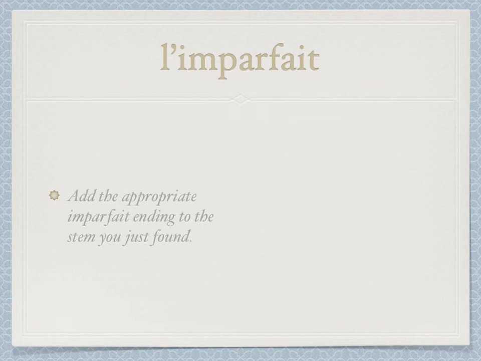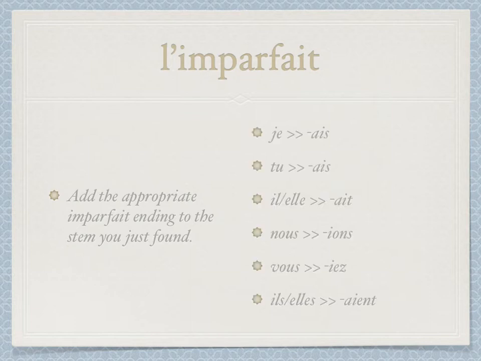And once you have the stem, you just add the appropriate imparfait ending to it. And the endings look like this, and they sound: ais, ais, ait, ions, iez, aient. So if I was working with the verb regarder, I would find nous regardons, remove the ONS, which would leave me with regard, and I would add these endings. Je regardais, tu regardais, il regardait, elle regardait, nous regardions, vous regardiez, ils regardaient, elles regardaient.